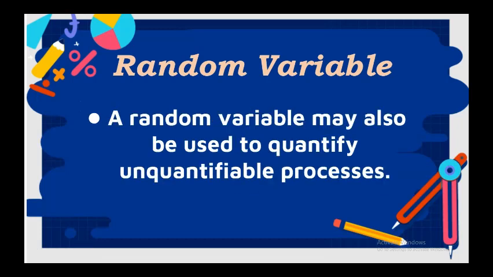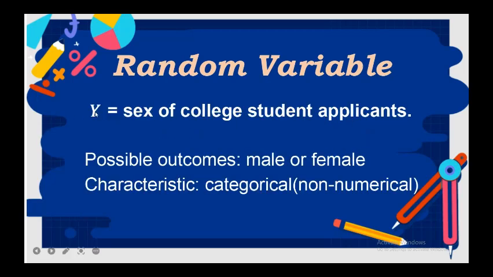A random variable may also be used to quantify unquantifiable processes. For example, we have Y, the capital letter Y, a random variable equivalent to the sex of college student applicants. The possible outcomes here are male or female. The characteristic is categorical or non-numerical.